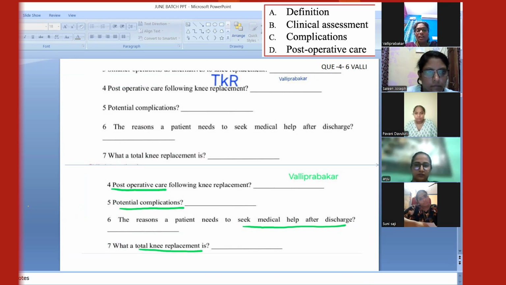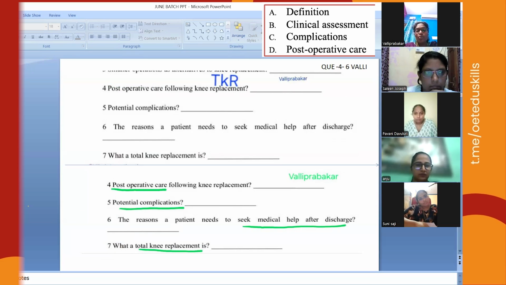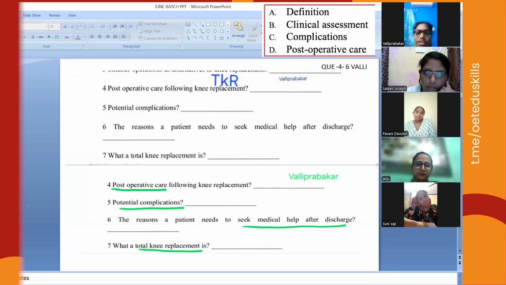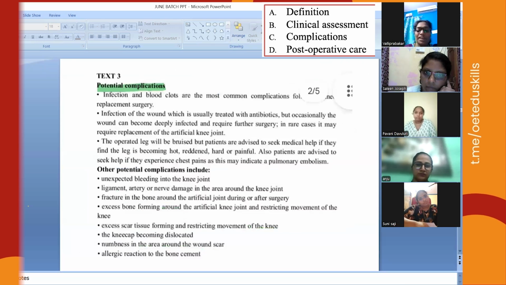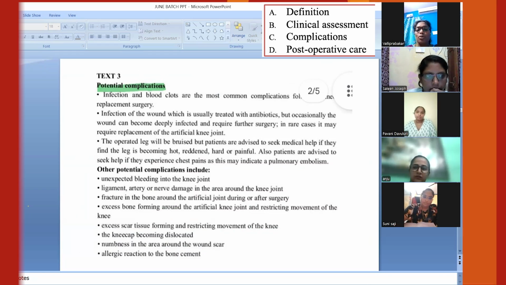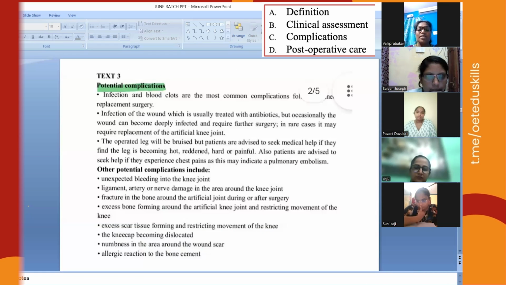Next question. Question number 5, potential complication. Here, the potential complication is the hedging words. Once we read the hedging words, again we have to go to the text. Immediately we know where we have read the potential complication. In Text C, we have seen potential complications. So we have already underlined the heading, potential complications. Now we know this is from Text C. So the answer is C.